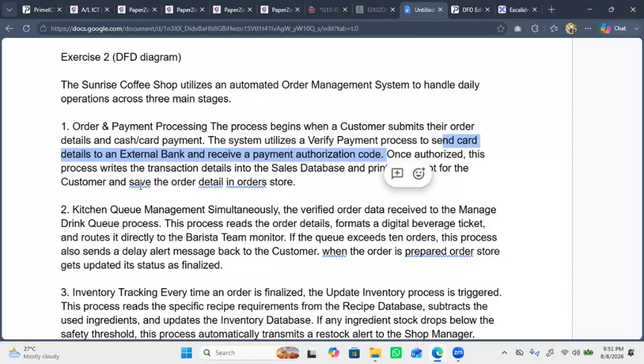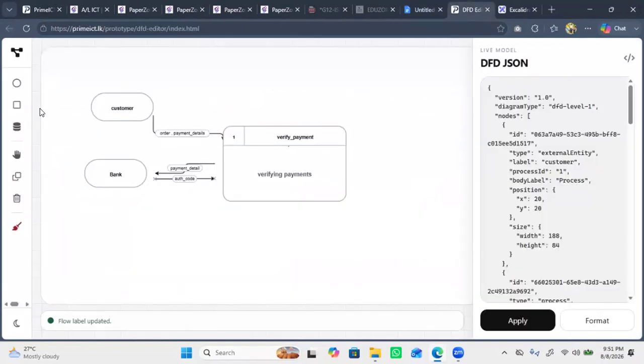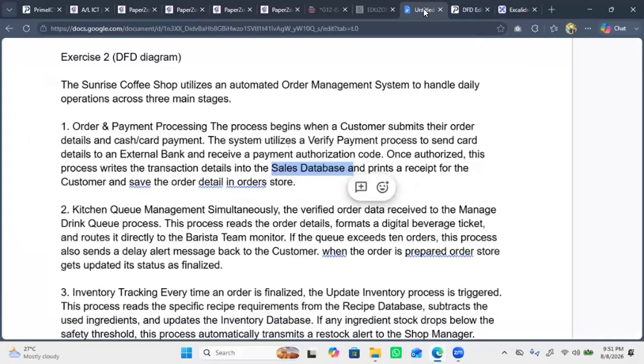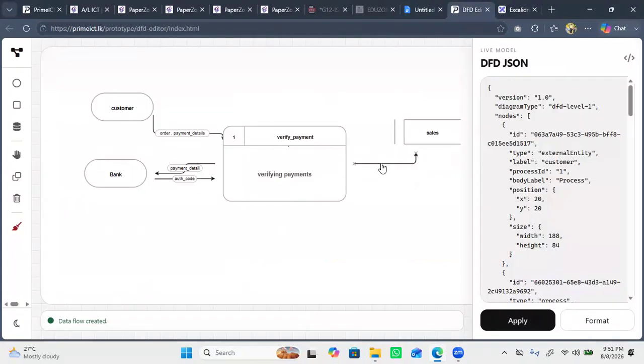Once authorized, this process writes the transaction details into the sales database. How to add a database? Here I have the database icon. I will add this database. The name is Sales. Then I will draw an arrow to sales and add the label. What is it saving? Transactional details. So I will save transactional details.